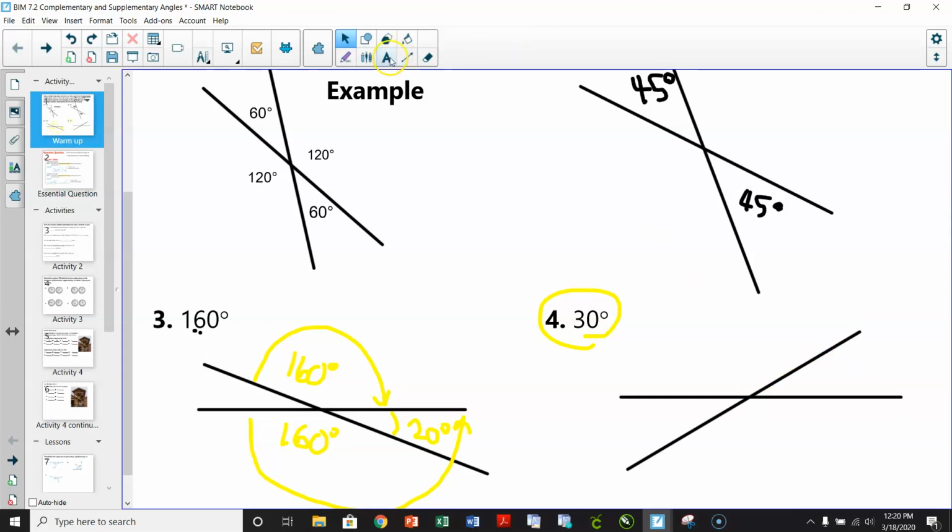And so then I would say that I have roughly a 30 degree angle and a 30 degree angle. Nope, that's a 30. Let's see. 30 degrees. All right. So anyways, that's on to the next one.